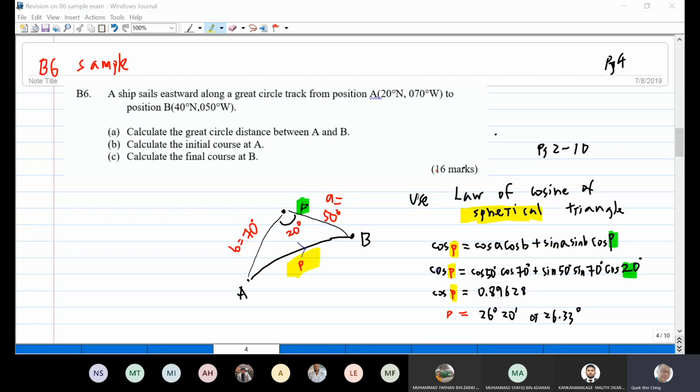But usually, when you talk about distance, we want to know the actual distance, not in degrees. What is the distance between A and B? Can we calculate it? You know it's 26.23 degrees. And then you must memorize the formula for how to convert it to nautical miles. We know 1 degree is 60 nautical miles. So memorize that.